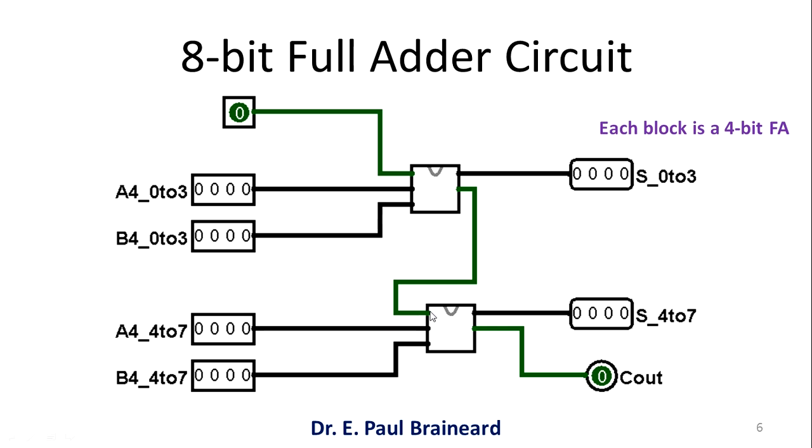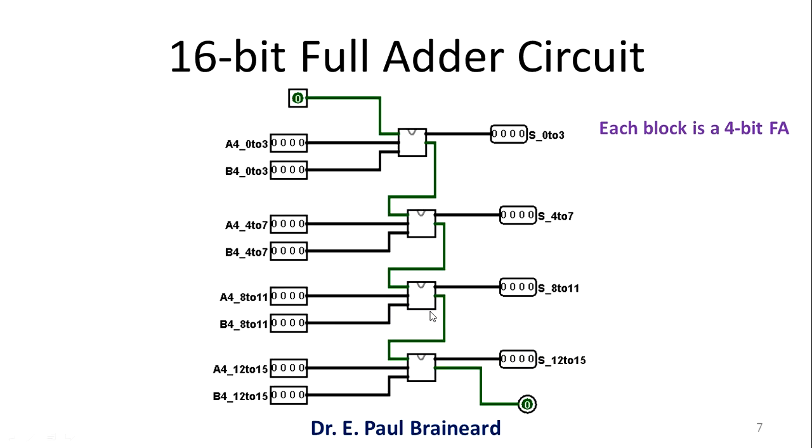Now if I were to construct a 16-bit full adder circuit, I will take four 4-bit full adder circuits. The carry out from the first stage is given as the carry in for the next stage, and here I am having bits from 0 to 3, 4 to 7, 8 to 11, 12 to 15. So from 0 to 15, I am adding. Therefore, this is a 16-bit full adder circuit.